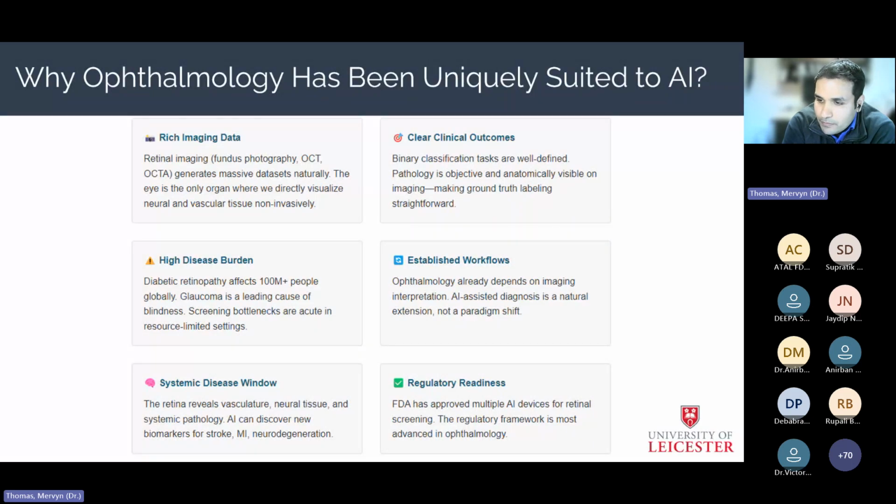The fifth thing to consider here is our clinical workflows already depend on image interpretation. So AI really is a natural extension, and it's not really a big paradigm shift in that regard. It's just the next step, really. And finally, we have the most advanced regulatory framework. The FDA, for example, in the US, has already approved multiple AI devices for ophthalmology.